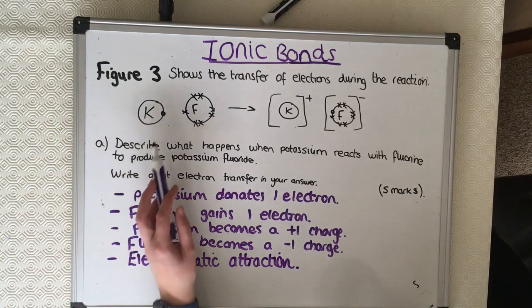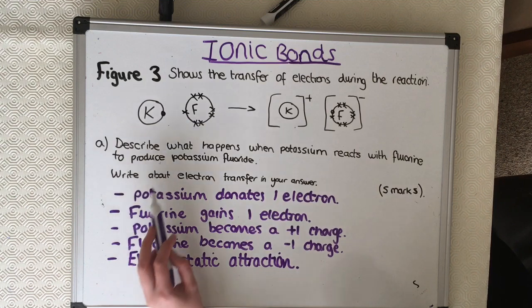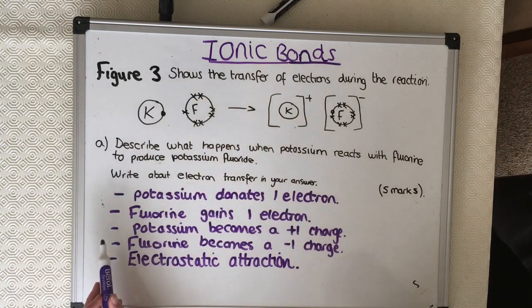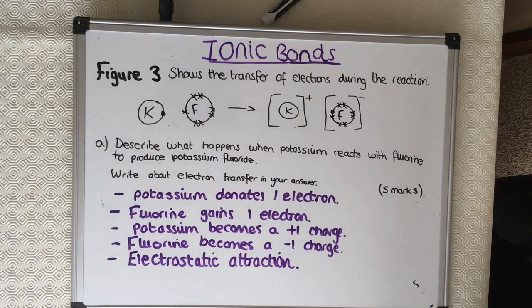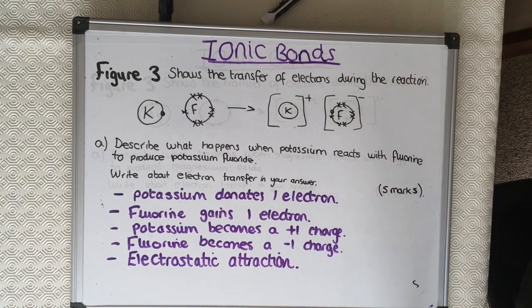So first mark, telling me what happens to potassium. Second mark, what happens to fluorine's electrons. And then potassium becomes a positive charge, fluorine becomes a negative charge, and the electrostatic attraction between the two.